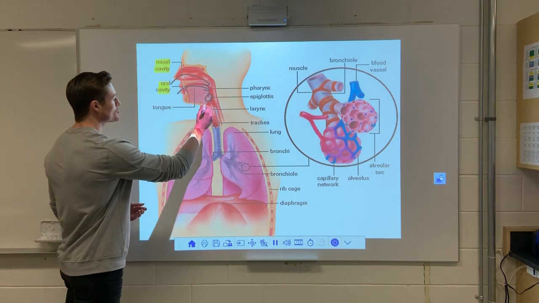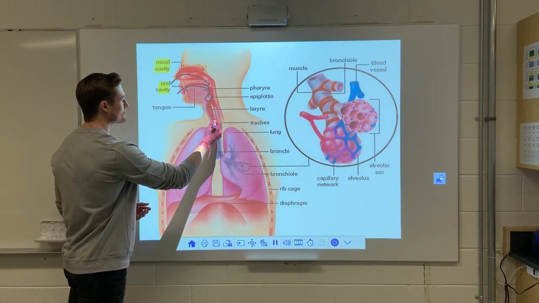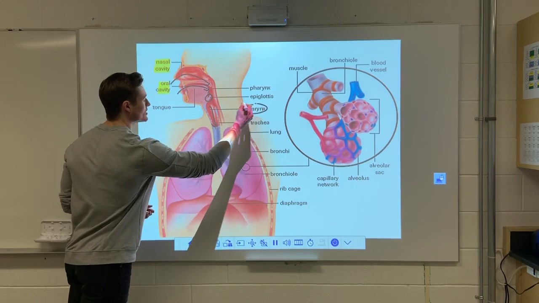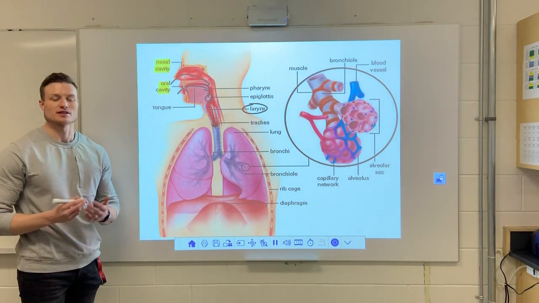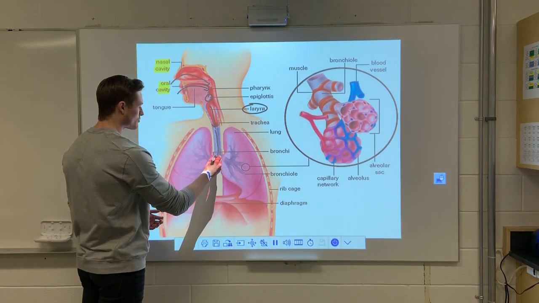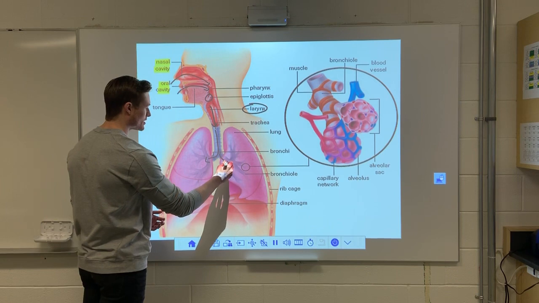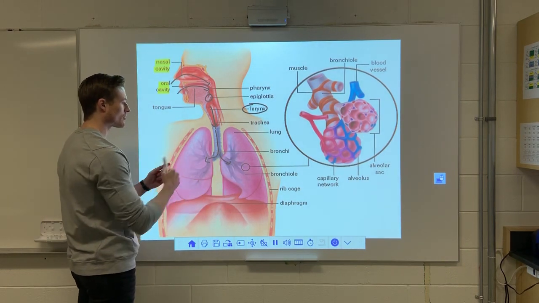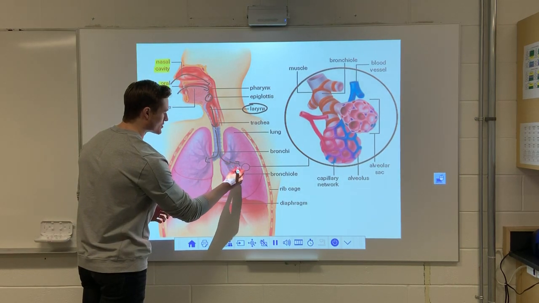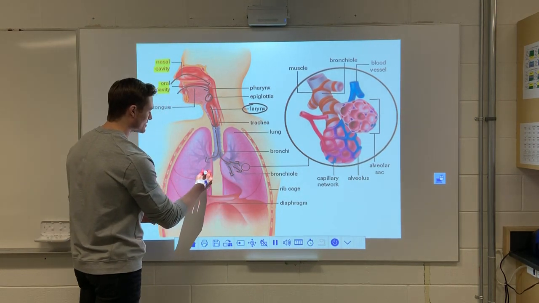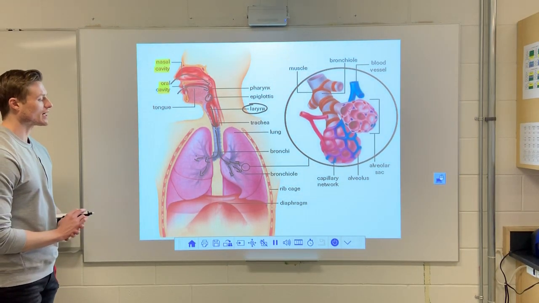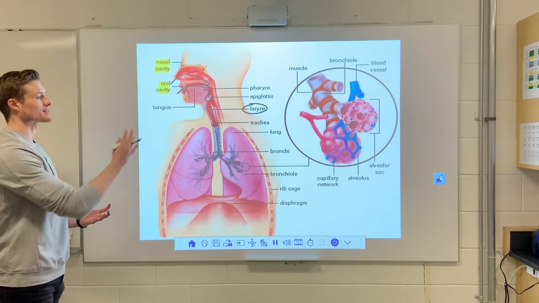As we move into the trachea itself, we'll pass by the larynx right here. The larynx is your voice box, so it contains your vocal cords. Then we'll continue down the trachea and we'll branch off almost like a tree into two separate branches, the bronchi. And the bronchi will then branch off into smaller branches known as the bronchioles. And at the end of each bronchiole, we have these little tiny air sacs known as alveoli.